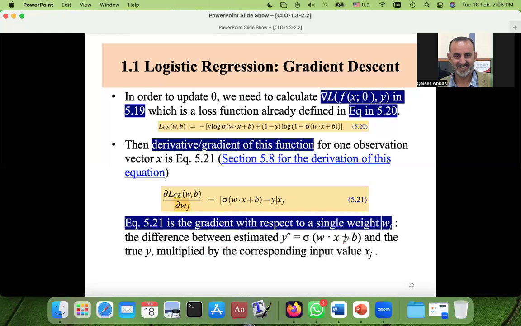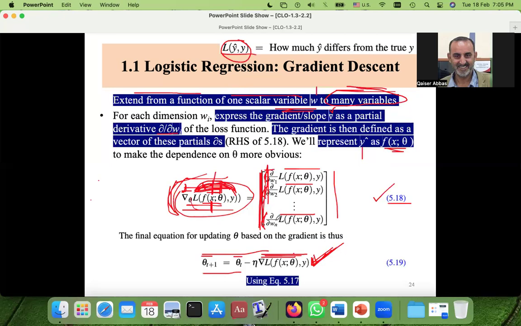Now, we know what theta is. Theta is the W's and the B's. And now, in that equation, we are going to update those values in that small equation, especially this one: gradient L, f of x semicolon theta comma y.